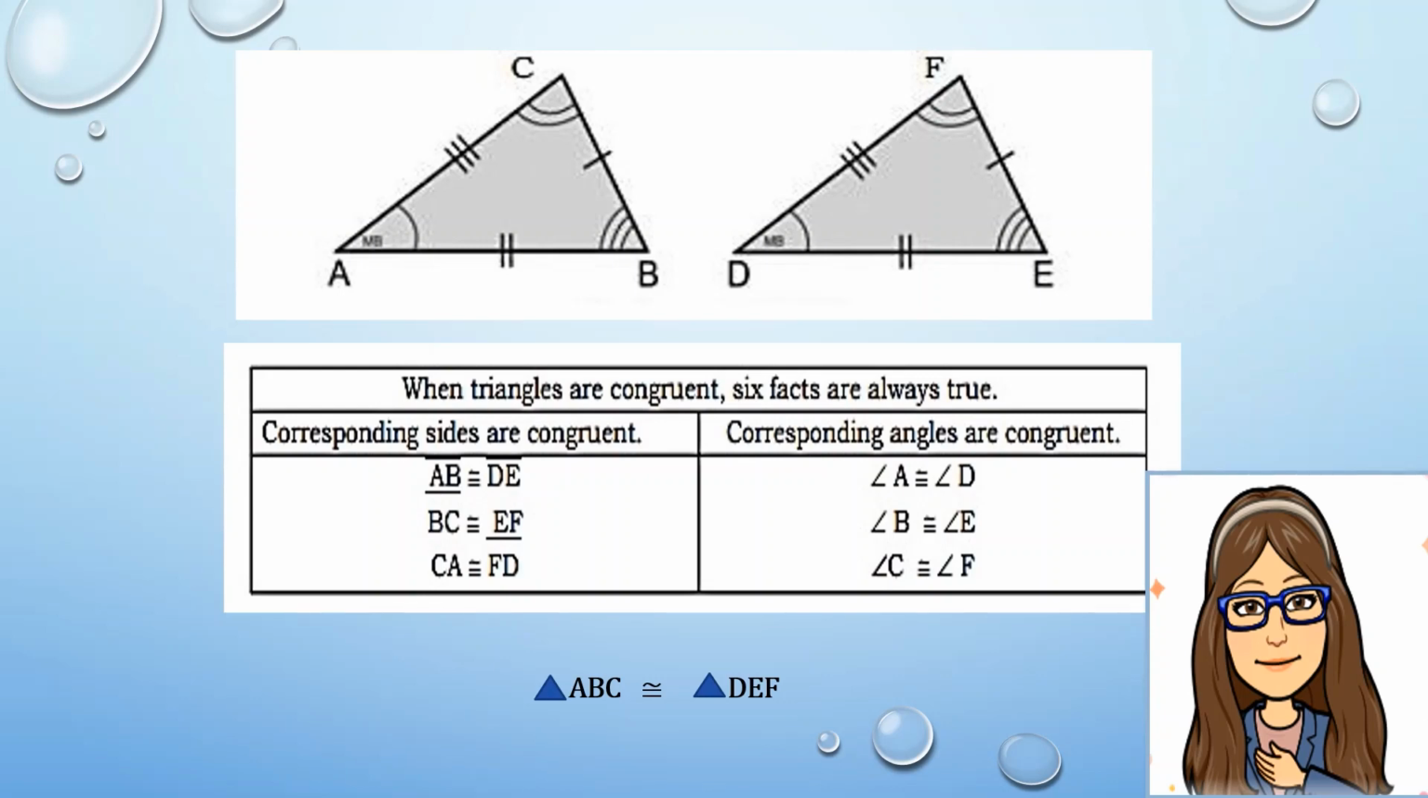Now we have other possible congruent statements. We can also say that triangle BCA is congruent to triangle EFD. Triangle BAC is congruent to triangle EDF. Triangle CAB is congruent to triangle FDE. Triangle CBA is congruent to triangle FED. And triangle ACB is congruent to triangle DEF. These 6 congruent statements are all the same.